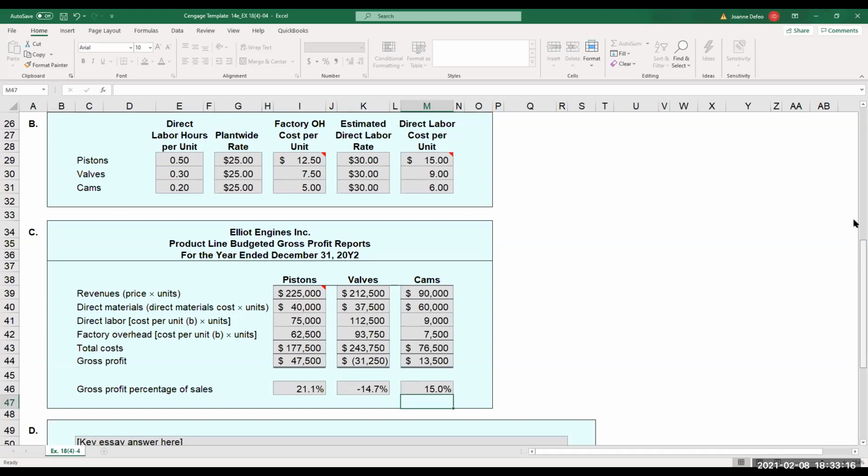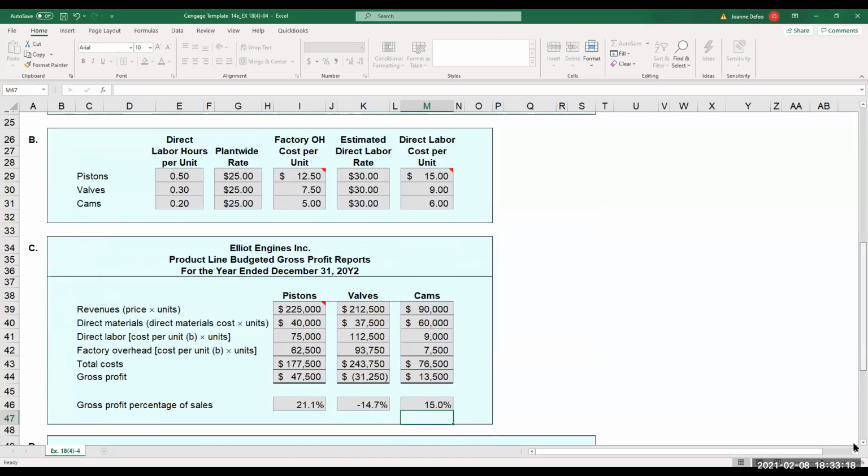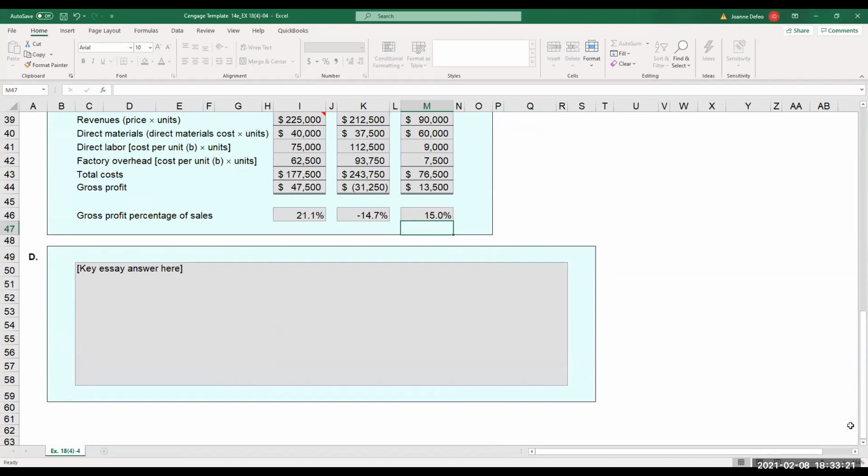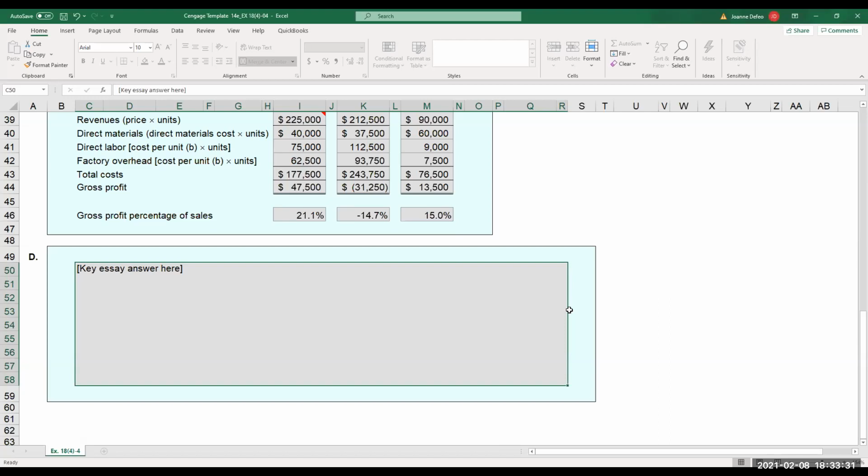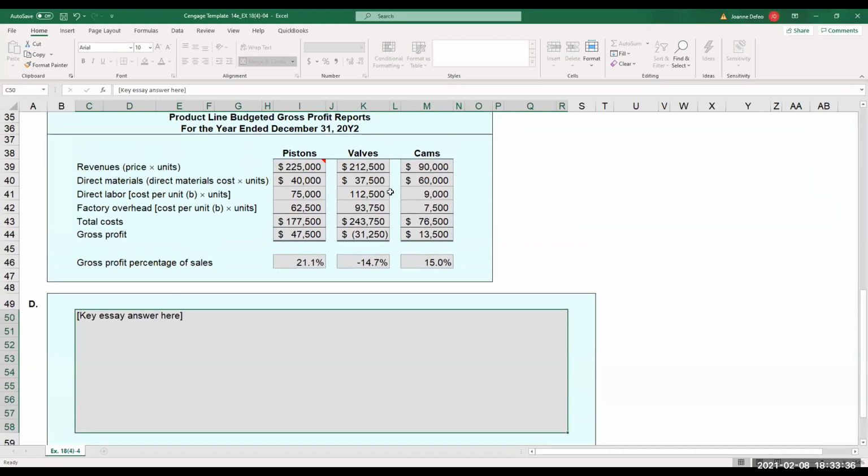So let's go up and see how we're doing as far as 100%. They wanted like a little blurb down here, which if you put it down there, I would have given you extra points. And what they said in the book was that valves have the lowest and negative gross profit as a percentage of sales, right? Valves may require a higher price or lower cost to manufacture in order to achieve a higher profitability similar to the other two products.